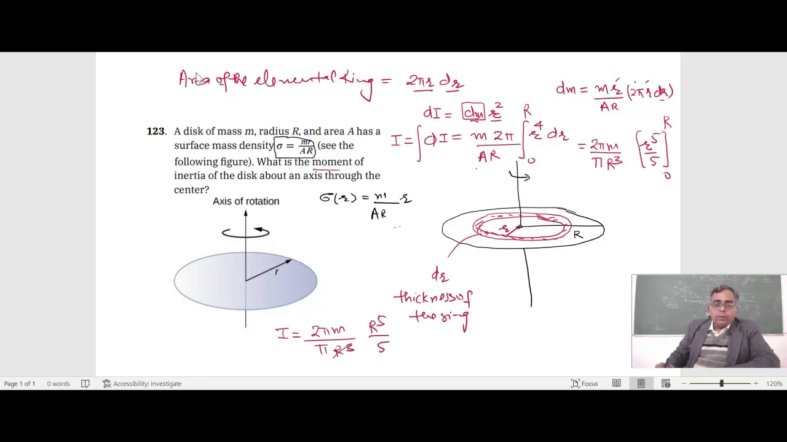So this R cubed cancels, I am left with R squared, and π will get cancelled. So the final moment of inertia will be 2/5 mR². So that is the moment of inertia which we are looking for. That is the moment of inertia of this disk about this axis of rotation.